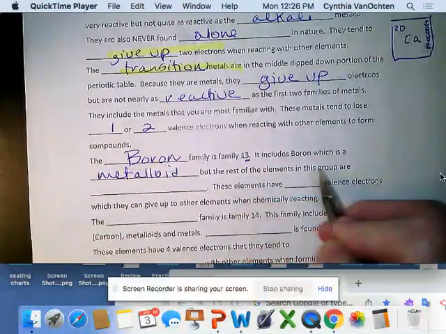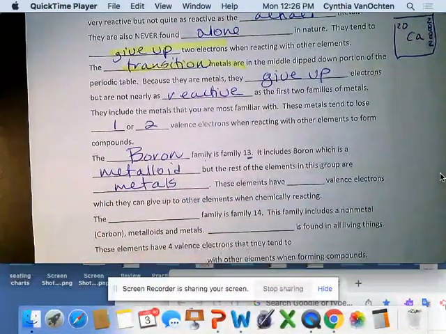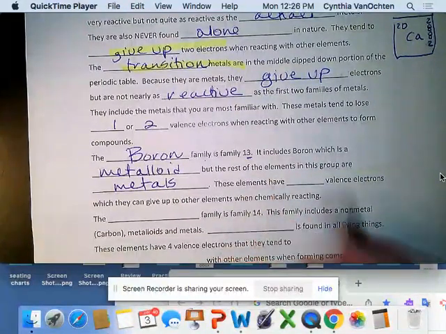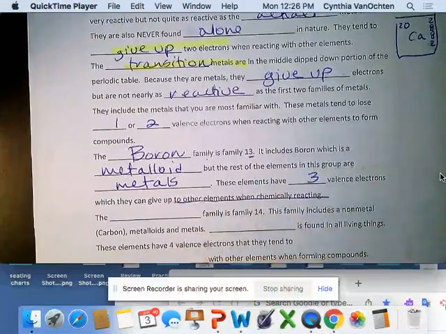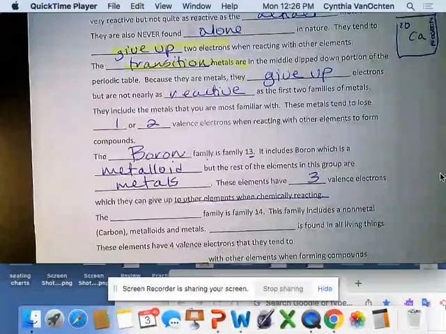Okay, but the rest of the elements in that group are metals. So they tend to want to give up electrons because that's what metals do. So these elements have 3 valence electrons, which they give up to other elements when chemically reacting. All right, and when they give up those 3, that makes them stable.